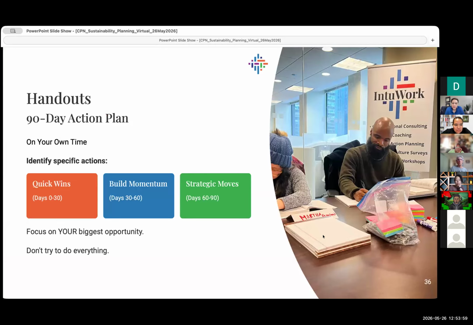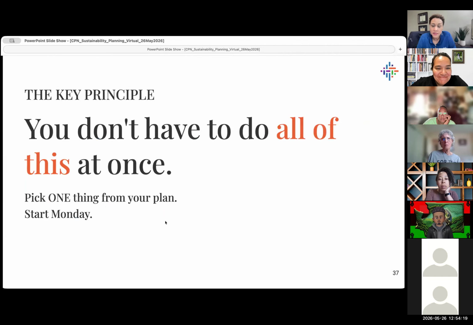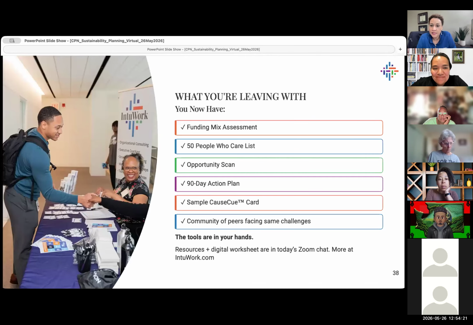So another tool that you have in your kit is the 90-day action plan. Days 0 through 30, your quick wins. Days 30 through 60, building momentum, and then 60 to 90, making some more strategic moves because you have more time to plan for those. Don't try to do everything. You don't have to do it all at once. Pick one thing and start next week.